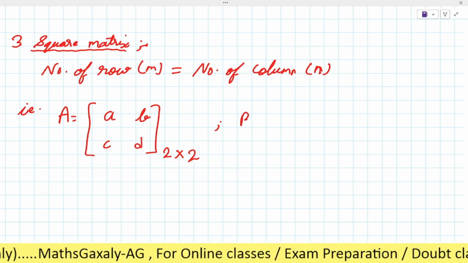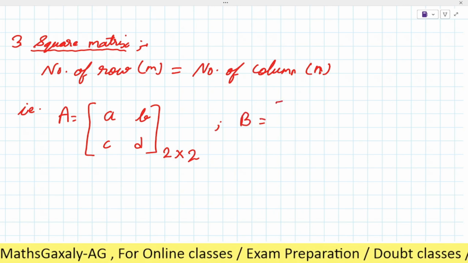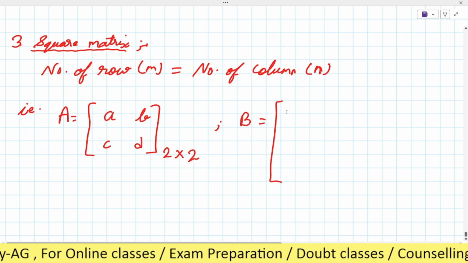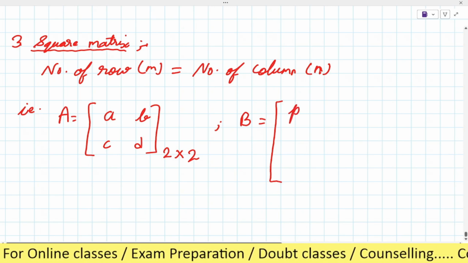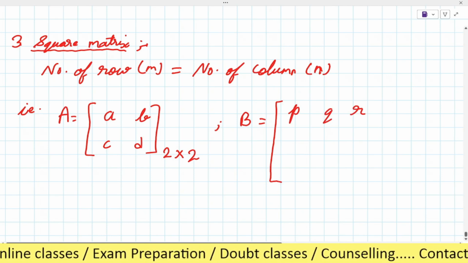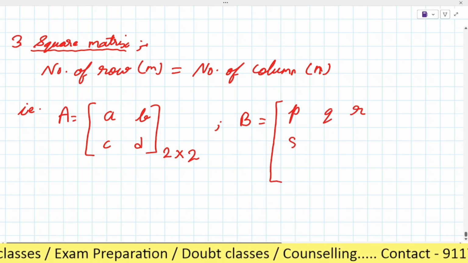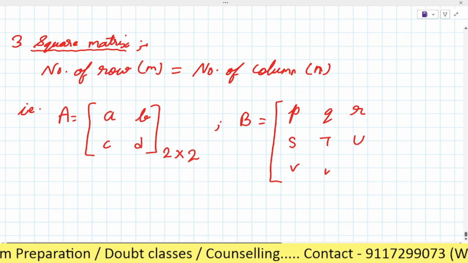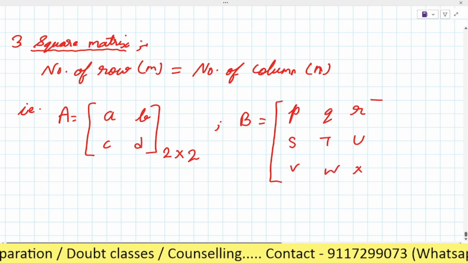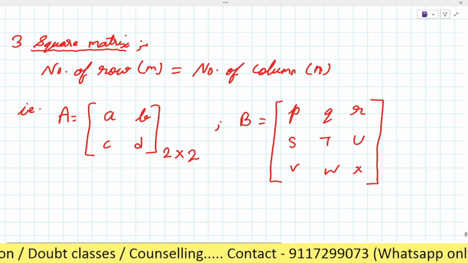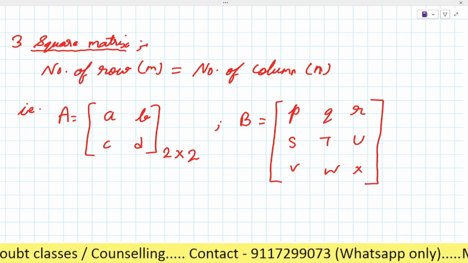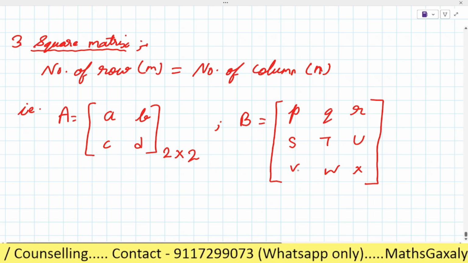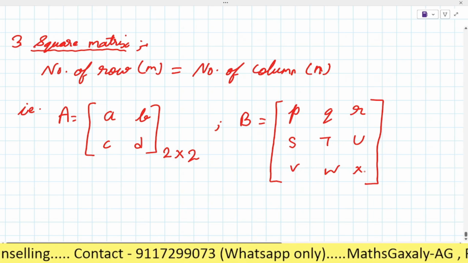Now in the second example, suppose there is a matrix of three by three: P, Q, R in the first row, S, T, U in the second, and here V, W, X. This is a matrix. Let's see the number of rows. In the first row it is PQR, in the second row it is STU, and in the third row it is VWX.